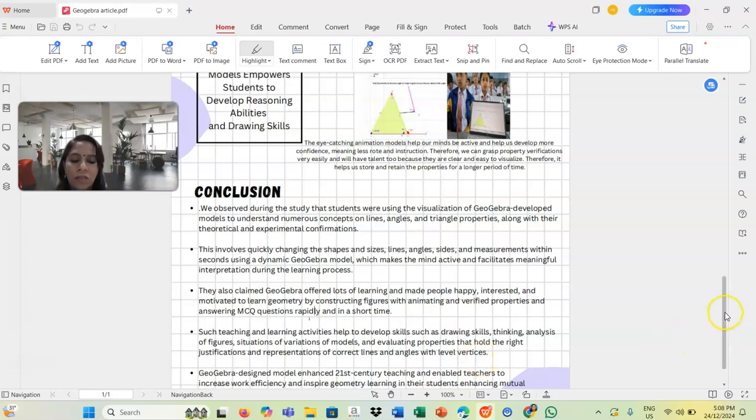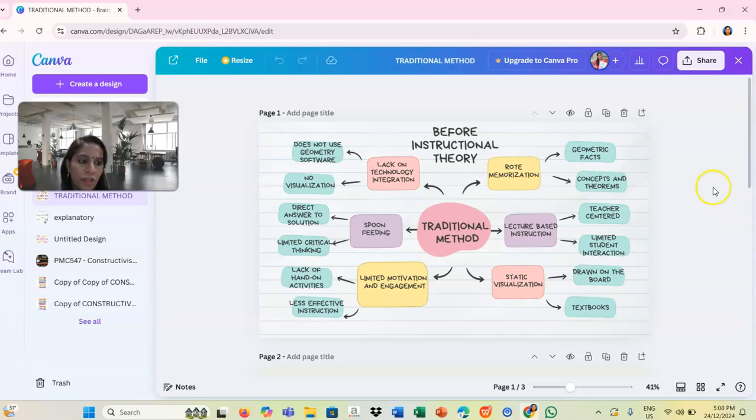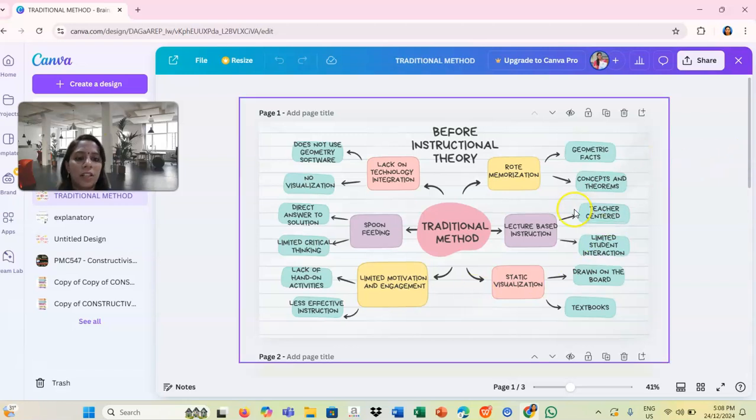Finally, GeoGebra design model enhances 21st century teaching and enables teachers to increase work efficiency and inspire geometry learning in their students, enhancing mutual teacher-student relationship. So this is all about the article. Now I prepared a mind map about the article also, but this one is not from the article.